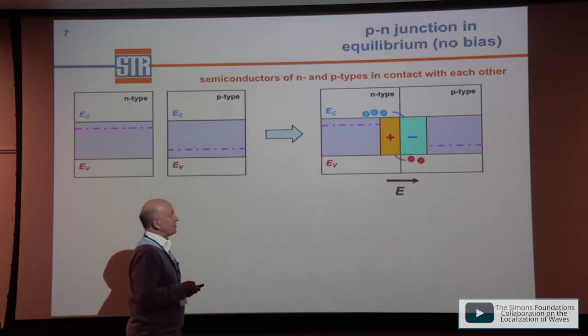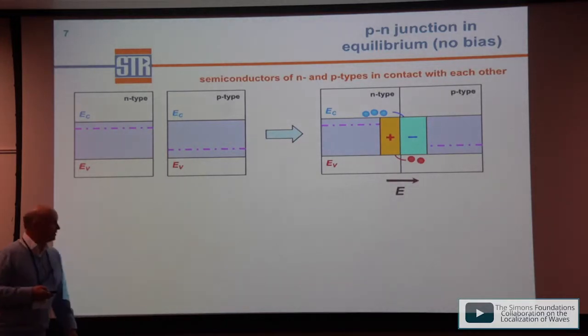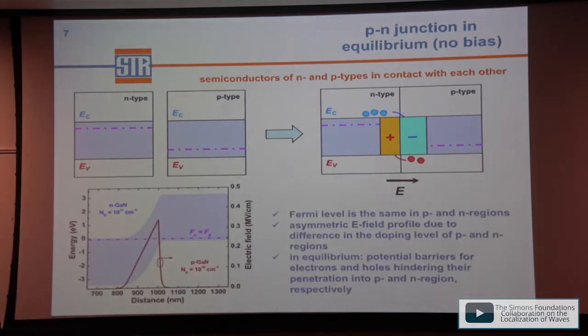This space charge region produces the electric field, and the electric field produces a high barrier preventing the electron penetration to the p side of the p-n junction. And such a barrier is also valid for holes which try to penetrate into the n side of the device.